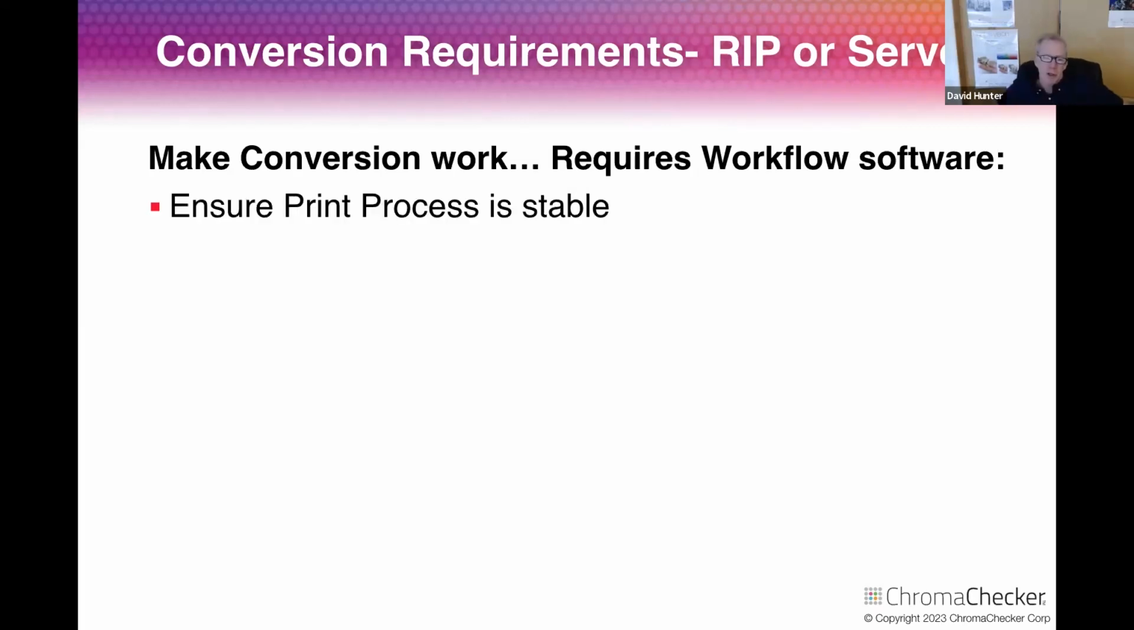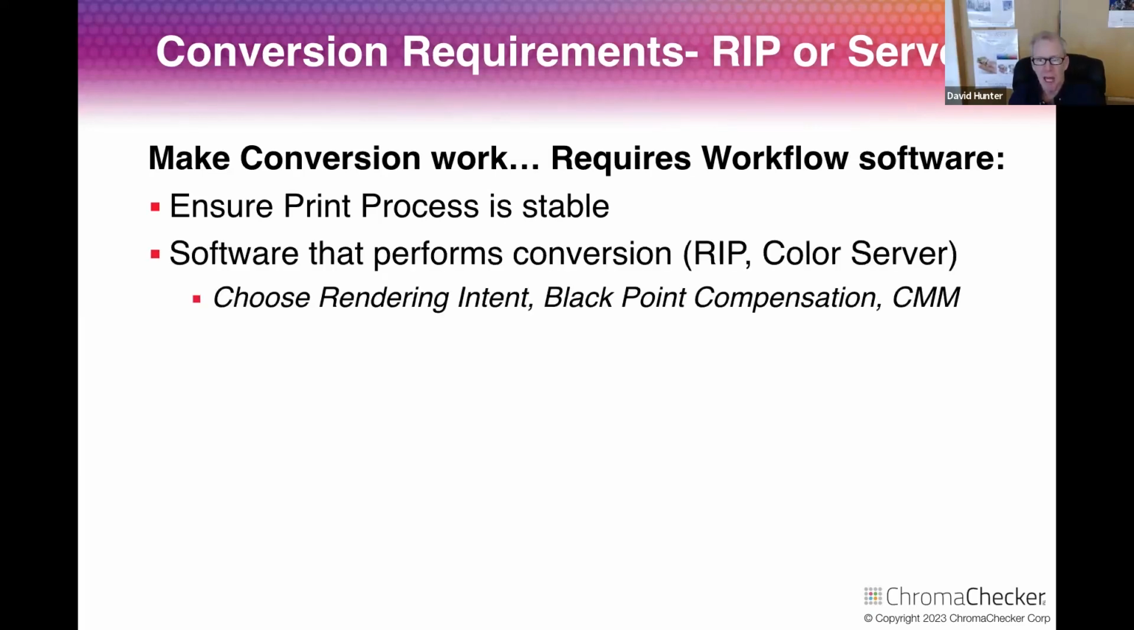Now, before you do any conversion, just a little review from the previous 3 weeks: you need to ensure the print process is stable. If your print process isn't stable, anything you do in the conversion isn't necessarily going to work. That's what the first 3 sessions were about, helping you understand that your print process is stable, consistent, repeatable, and that once it is, you build an ICC profile for it. And then you choose how you want your color conversions to be performed. Like I said, it can either be on a RIP or a color server.